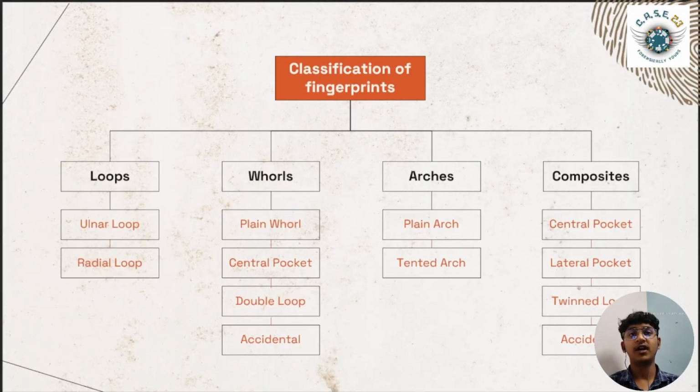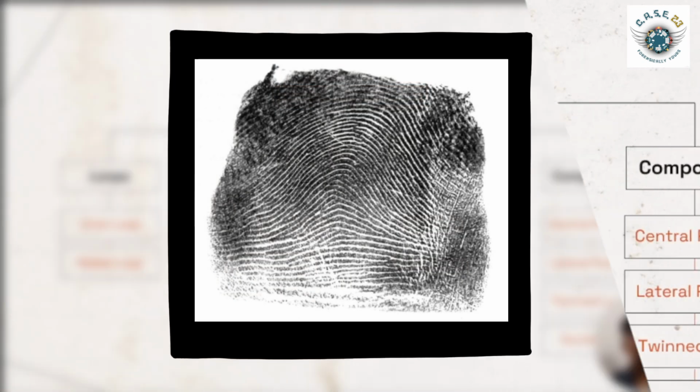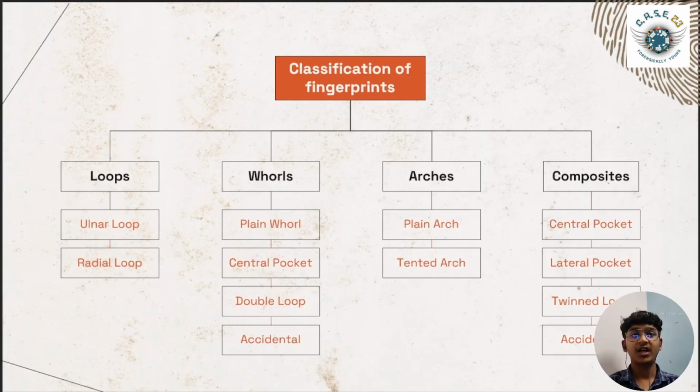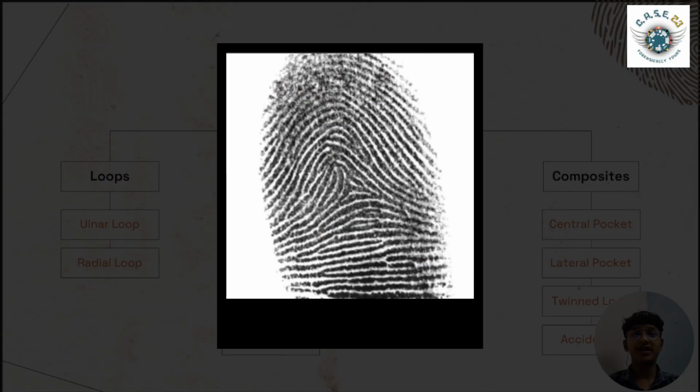Then the third ones are arches. Now arches are the simplest ones. There are only two subtypes of arches, plain arch and tented arch. In plain arch, it is a smooth and wave-like pattern. And in tented arch, this one has a sharp peak almost like a tent.